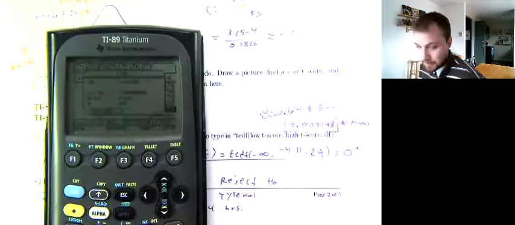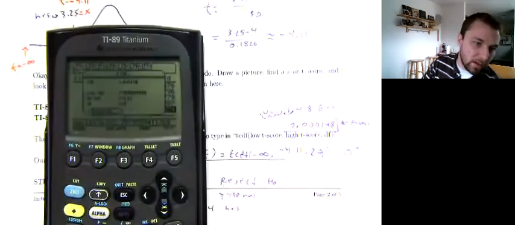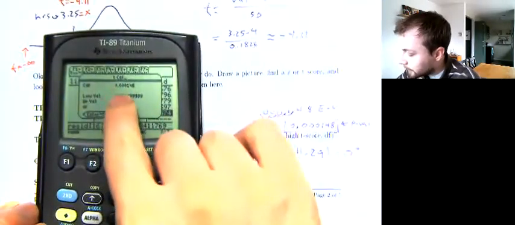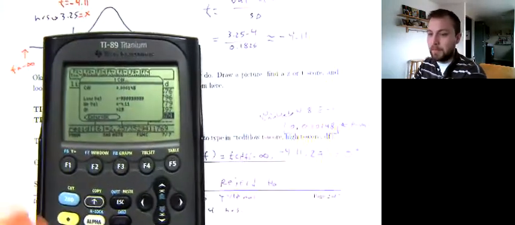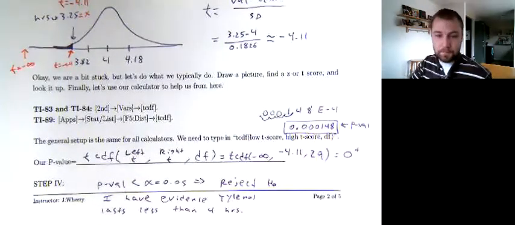When I did this, I ended up getting the same thing as before. I ended up getting a p-value of 0.000148. It didn't even put it in scientific notation for me. It looks the same as what I had earlier when I was working from the packet.